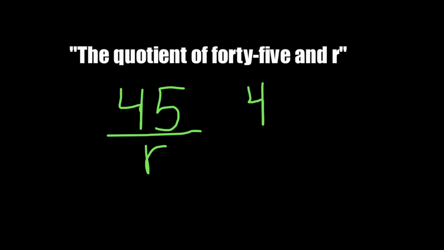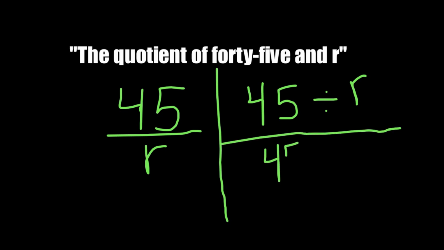So let's move on to the next example, which is the quotient of 45 and r. So when it says quotient, that means we're going to divide. And here it says of, but we are not going to be multiplying because it says the quotient of 45 and r. So we're going to be dividing 45 and r. So it will be 45 divided by r. Or you can write it as a fraction, 45 over r. So that will be the answer.